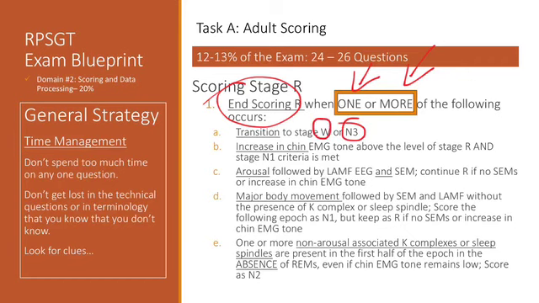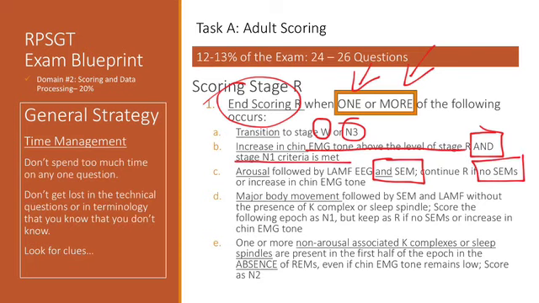Another option is if there's an increase in the chin EMG tone above that of stage R and stage 1 criteria are met, which typically includes slow eye movements. An arousal followed by low amplitude mixed frequency and slow eye movements would be a reason to stop. So again, arousal followed by slow eye movements. And you would continue stage R if there are no slow eye movements or increase in chin tone. So again, it goes back to this idea that slow eye movements need to be a critical piece of your tool belt when you're scoring sleep studies.